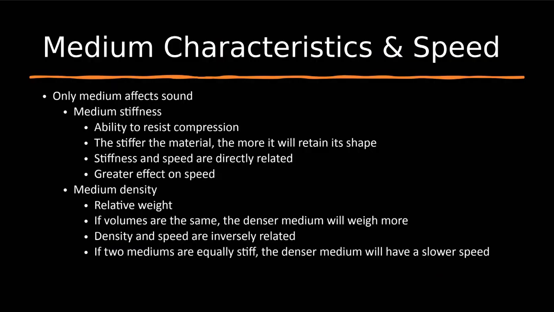Next, we have our medium characteristics and speed. So we just said propagation speed is going to be the only parameter that is determined by the medium only. So only the medium is going to affect the sound wave in terms of its speed. Now we also have stiffness and density. These are the main characteristics of the medium that we are looking at.